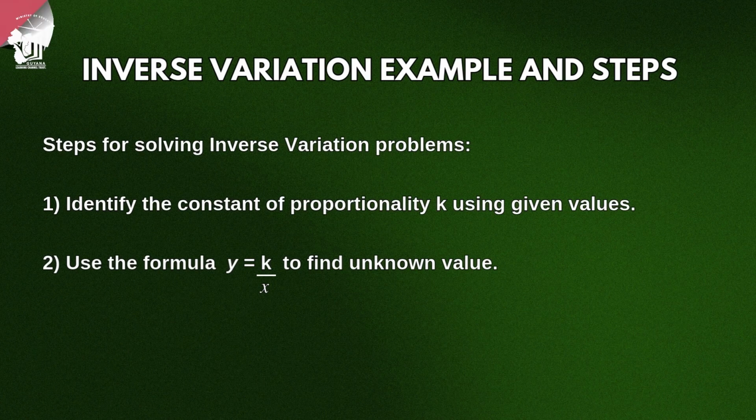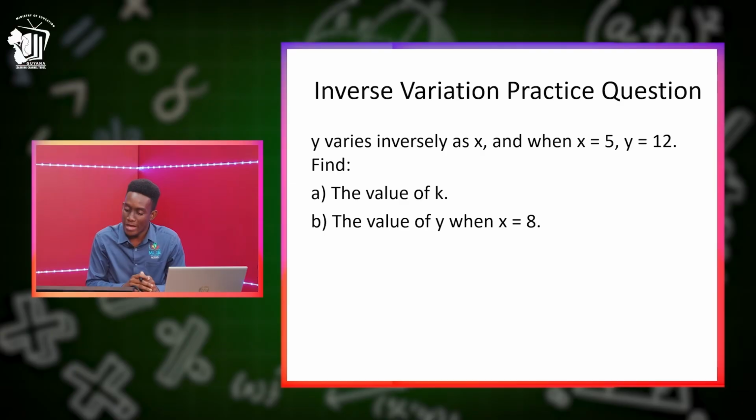So let's head into a question. So this question says, y varies inversely as x. So when x is equal to 5, y is equal to 12. And they want you to find k. So y varies inversely as x. So to answer question A, we first write down the equation. So y varies inversely as x, so this will be k over x. And this is the equation to represent the inverse variation.